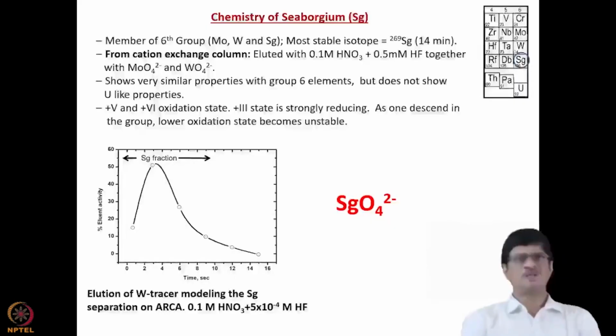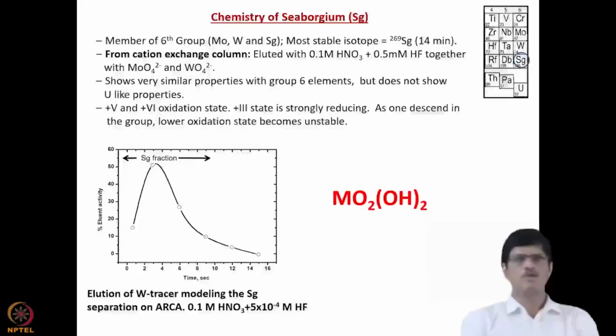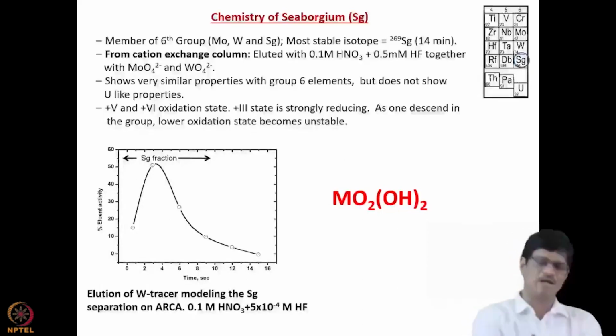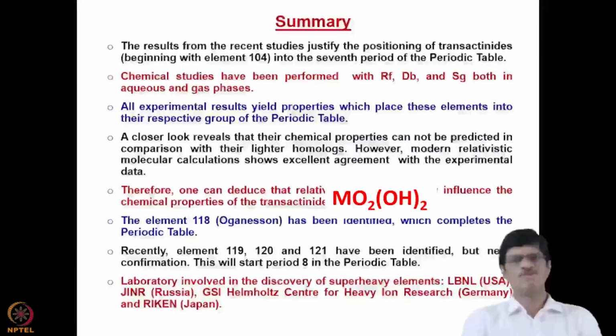Another experiment was carried out in which 0.1 molar nitric acid was used as the eluent, and it suggested that seaborgium is different from molybdenum and tungsten also, and based on the hydrolysis, it is considered entirely different as compared to molybdenum and tungsten. Molybdenum and tungsten can form neutral hydroxide species like MO2(OH)2, but it was reported that seaborgium does not form this neutral type of species and always forms a cationic species, even at higher pH values. This is how I conclude the chemistry of elements 104, 105, and 106.